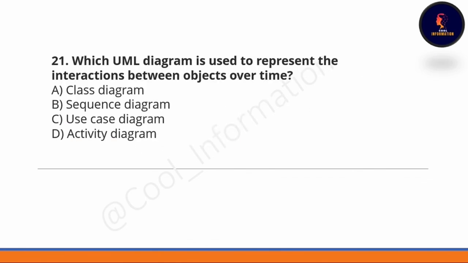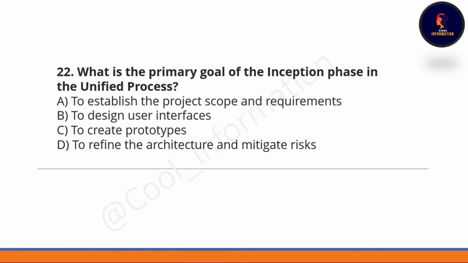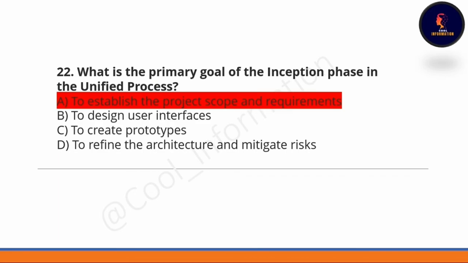Moving to the next question. Which UML diagram is used to represent the interaction between objects over time? So sequence diagram is used to represent the interaction between objects over time. So option B is correct. Moving to the next question. What is the primary goal of the inception phase in the unified process? Option A is correct. The primary goal of the inception phase in unified process is to establish the project scope and requirements. Option A is correct.